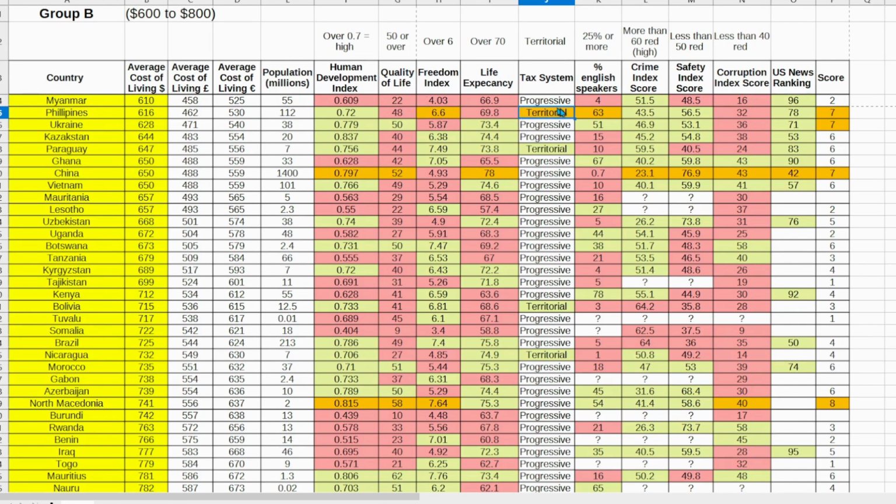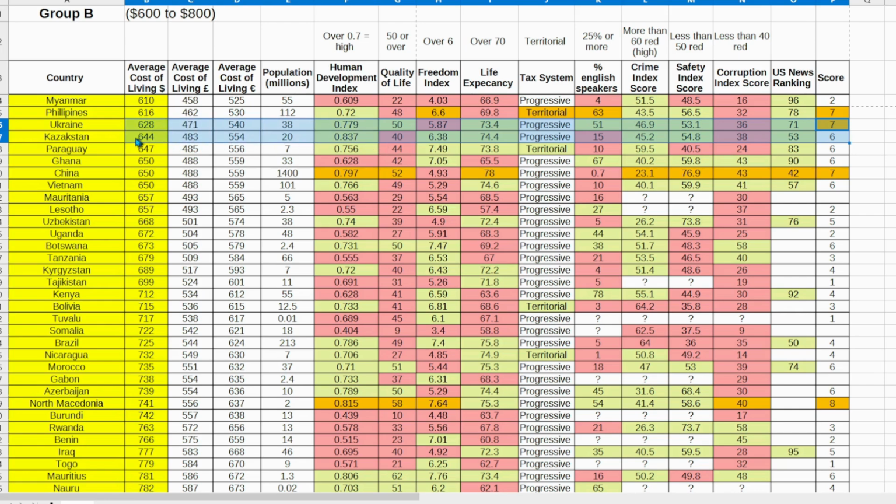They have a territorial tax system, 63% of English speakers, 43.5 crime score, which gives a safety index score of 56.5, and the US News ranking was 78 out of 100 for the best countries in the world.